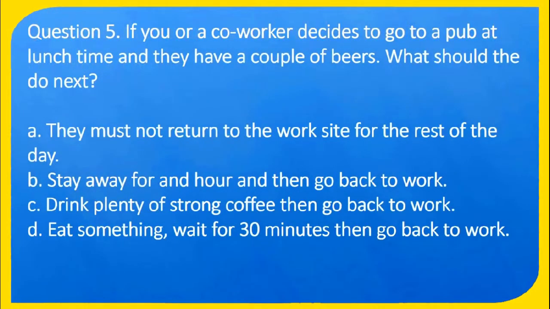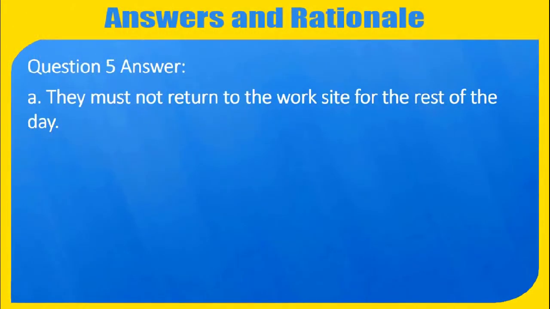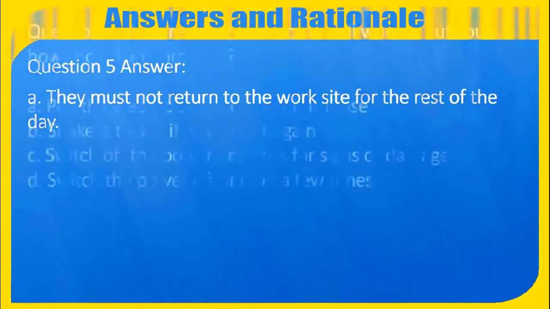Question 5. If you or a coworker decides to go to a pub at lunchtime and has a couple of beers, what should they do next? A. They must not return to the work site for the rest of the day. B. Stay away for an hour and then go back to work. C. Drink plenty of strong coffee then go back to work. D. Eat something, wait for 30 minutes then go back to work. Question 5. Answer A. They must not return to the work site for the rest of the day.